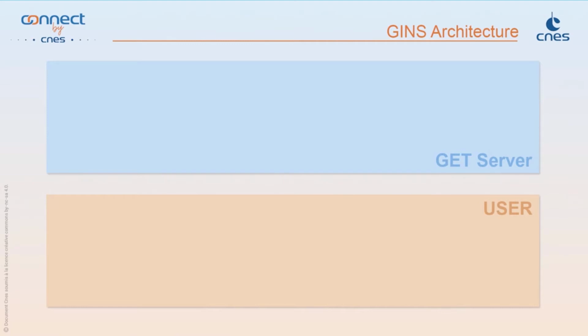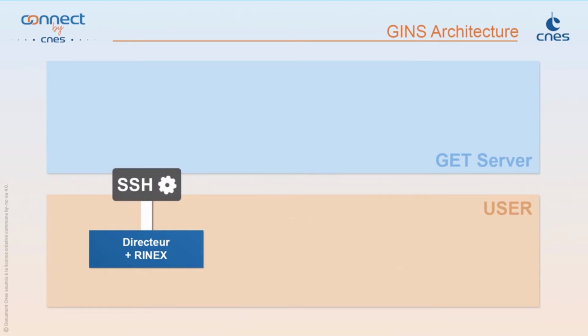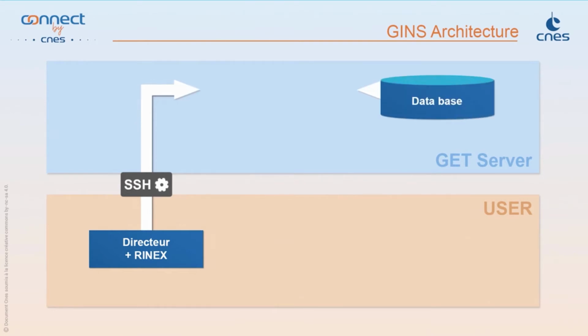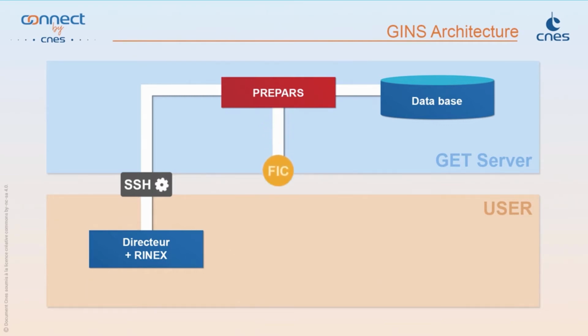The use of the GNSS software requires a computer connection between the user and the server of the GET laboratory in Toulouse. First, the user transfers the Linux measurement file as well as the director file containing the processing parameters via the SSH protocol to the GET server. The additional required data are extracted from the GET database and are combined in a program called prepar, which creates a single file called FIC. This file is then transferred, again via SSH, to the user's PC running the GNSS program.